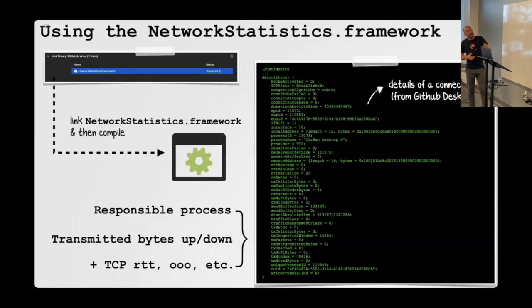We can then link in the private network statistics framework, compile it, and then run it. And as you can see on the slide, it's kind of hard to read. That's by design. The takeaway is just how much information we get.